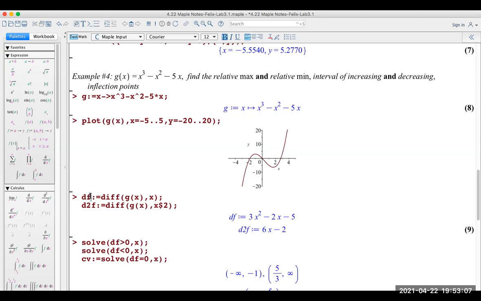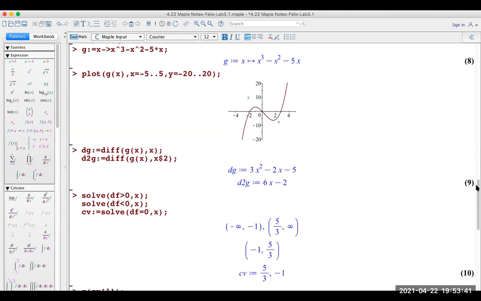Okay, let me say dg instead, because it's the g function. Dg means derivative of the g function. Okay, and then the second derivative of the g function. So this line here, notice I have the $2 here. It's almost like the derivative, but since we have this extra $2, it means we're looking for the second derivative of the g function. I'm naming my second derivative of the g function as d2g. So later on if I say that, that's the second derivative of the g function.